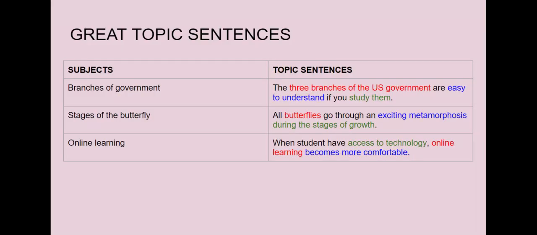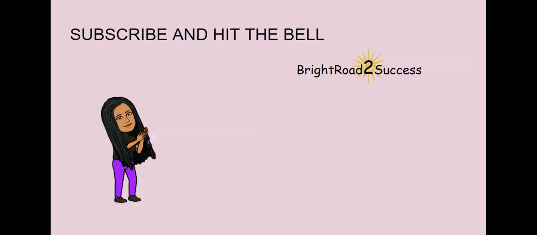So, here are our great topic sentences again. The first one was for the three branches of government. Then we had one for the stages of the butterfly, and then we had one for online learning. Well, there you have it. Hopefully, you kind of understand a little bit better as to how you put together topic sentences.